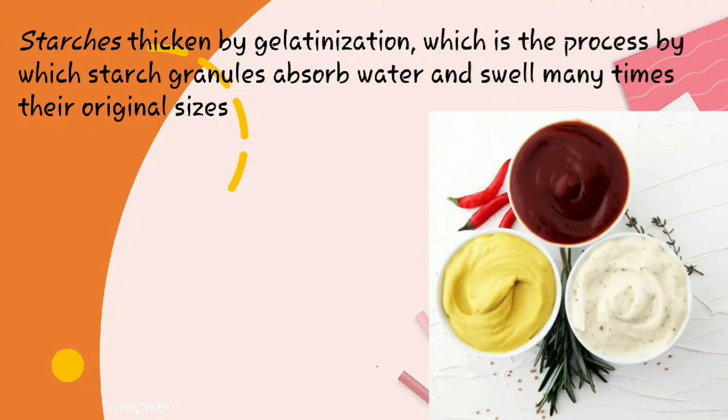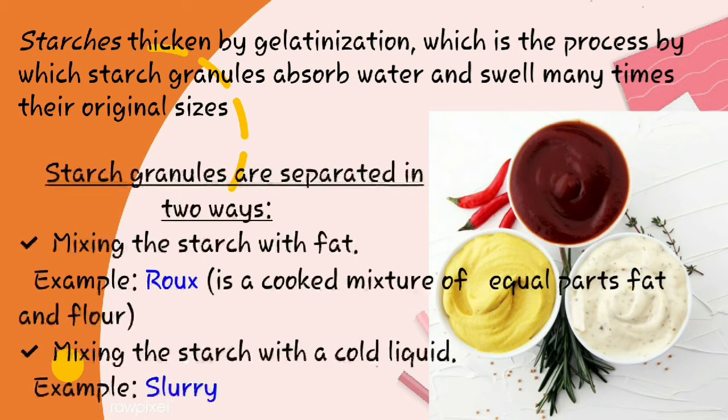Starches thicken by gelatinization, which is the process by which starch granules absorb water and swell many times their original sizes. Starch granules are separated in two ways: mixing the starch with fat, of which roux is an example. It is a cooked mixture of equal parts fat and flour. Another way is to mix the starch with a cold liquid. An example is slurry.